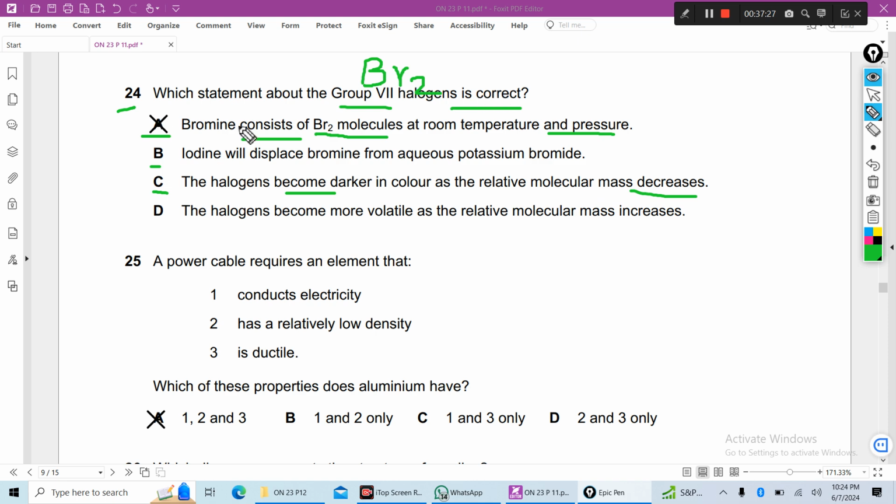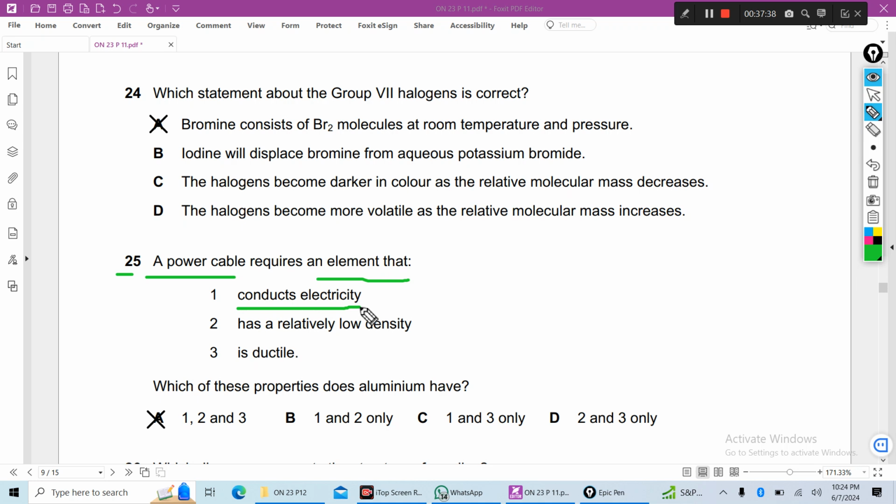Now 25. A power cable requires an element that conducts electricity, number 1. Number 2, has a relatively low density and is ductile. Which of these properties does aluminum have? All 3 are correct, because aluminum is a metal so it conducts electricity, aluminum has low density, and also, being a metal, it is ductile.